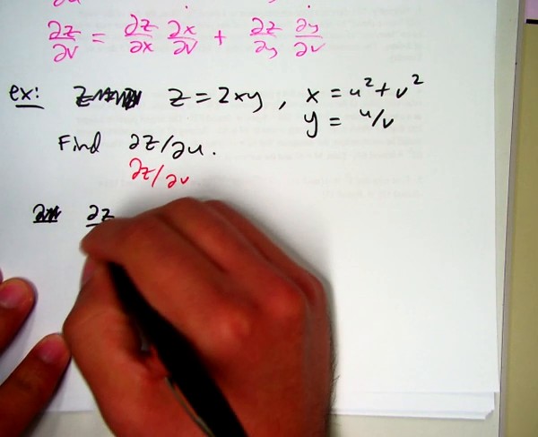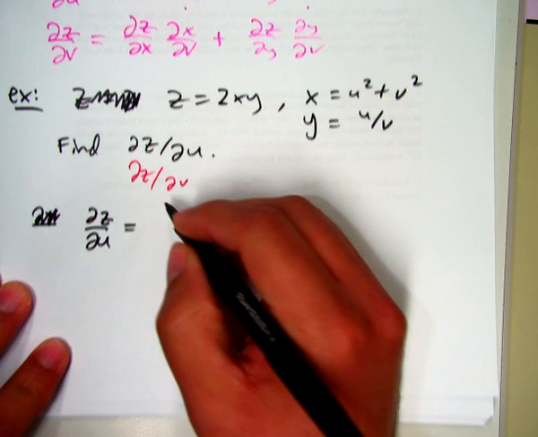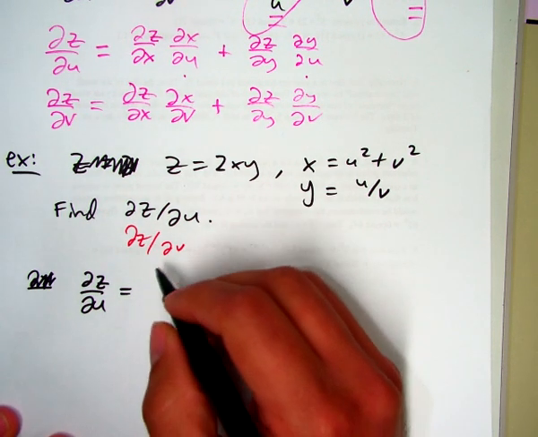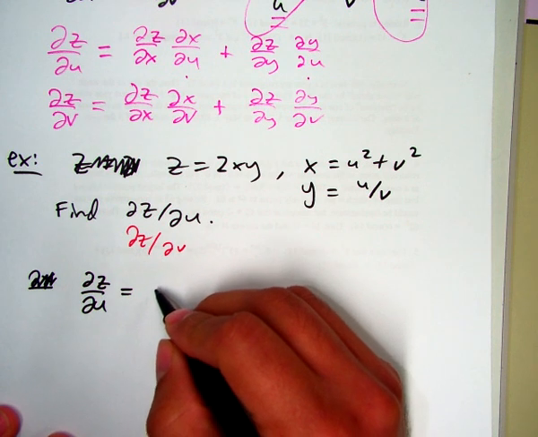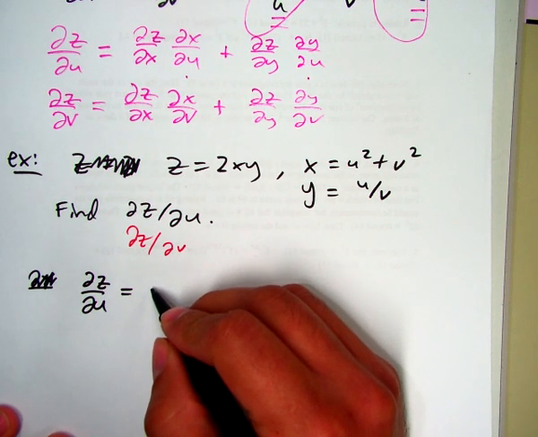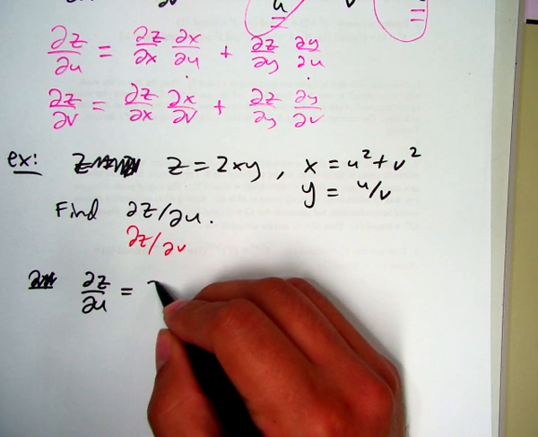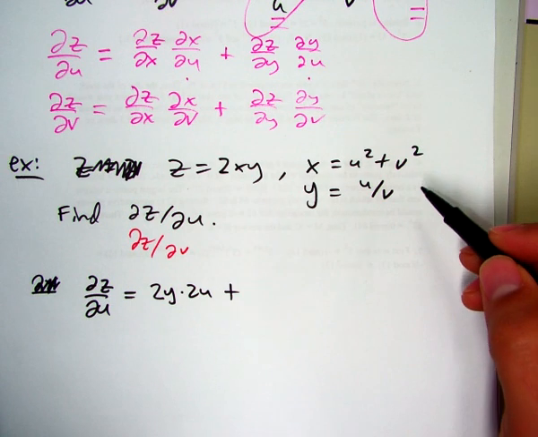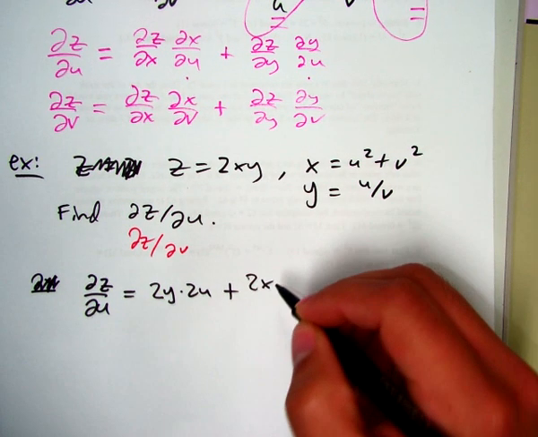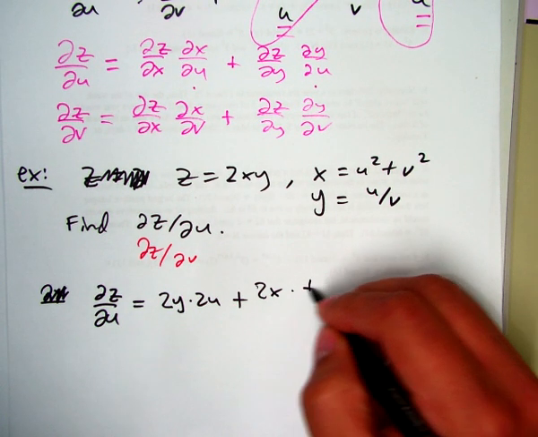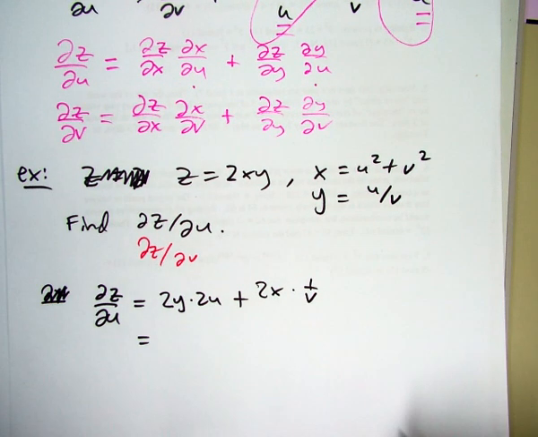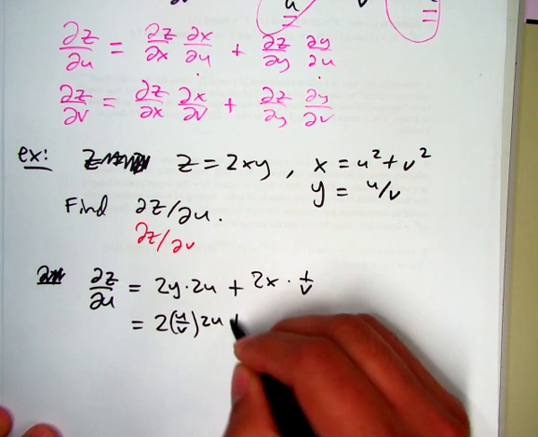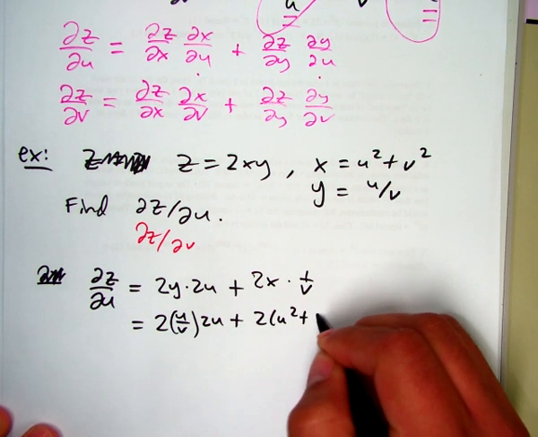Partial z partial u will be partial z partial x, pretty much the same formulas from before. So then that will be 2y times 2u plus partial z partial y. So that'll be 2x times 1 over v. And now we replace y with u over v and x with u squared plus v squared.